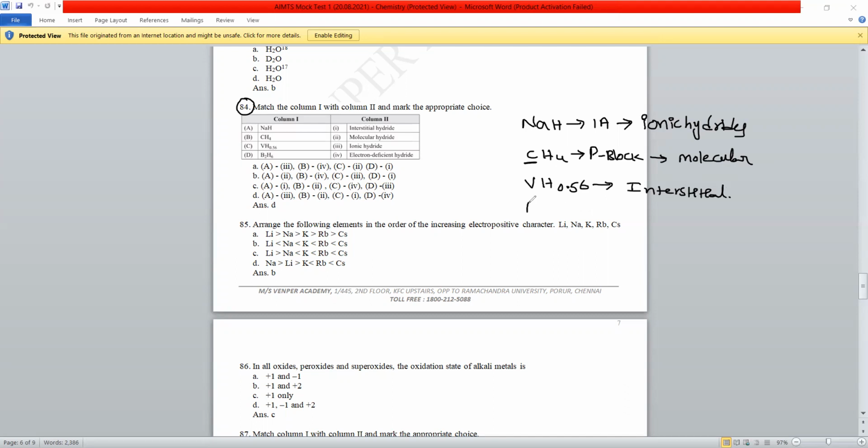And we can go for B2H6. B2H6 is electron deficient. We'll check here the answer, students, which is the following one correct. Option D is the correct one.